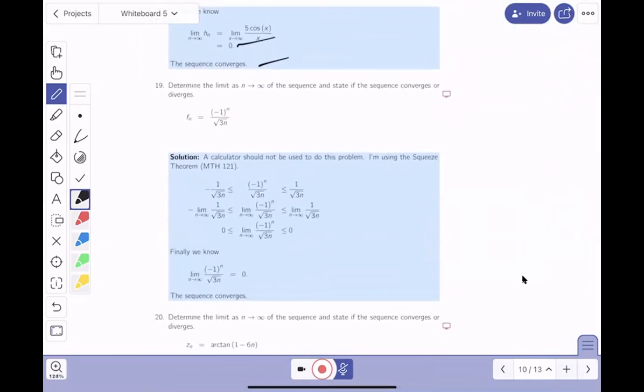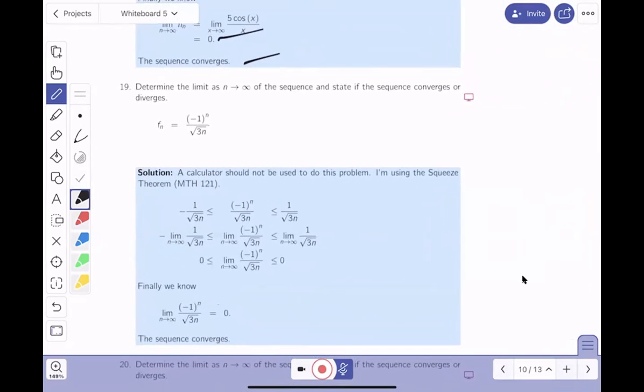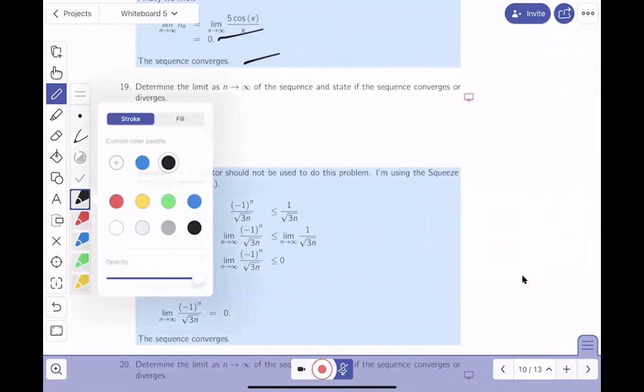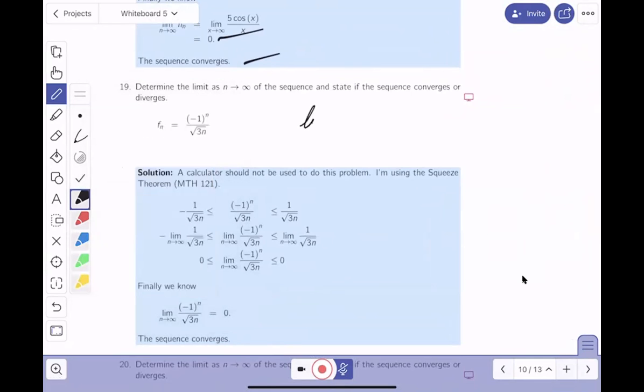Let me go to number 19. Relatively simple question, I think. And I'll write it down for you. Limit. Again, I'm thinking. I'm not doing a lot of work for these problems over here. And this is me doing homework, by the way.